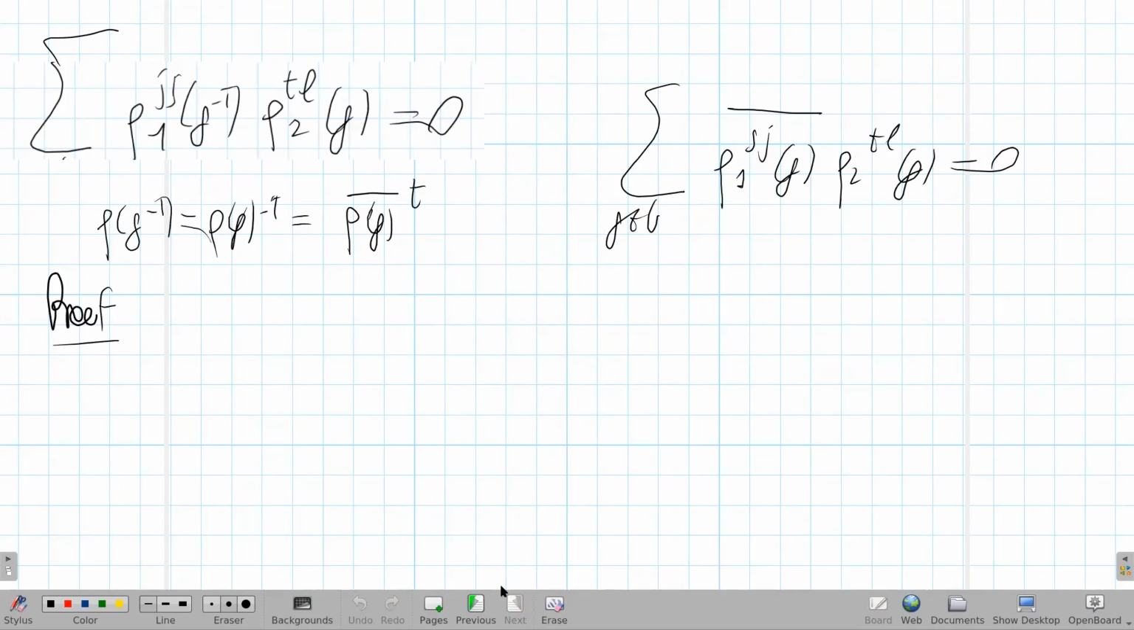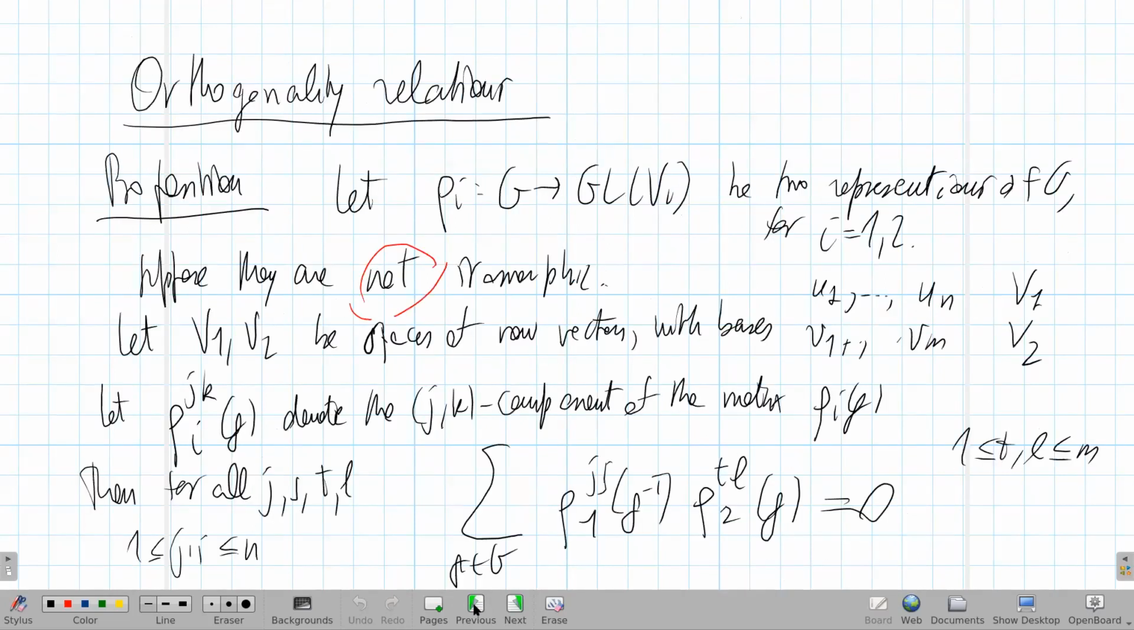Just a second. I forgot an important point. Sorry, I forgot an important point here: irreducible representations. So they are not isomorphic, but they have to be irreducible. This holds for irreducible representations. We'll see what happens in general. So I've added irreducible here.